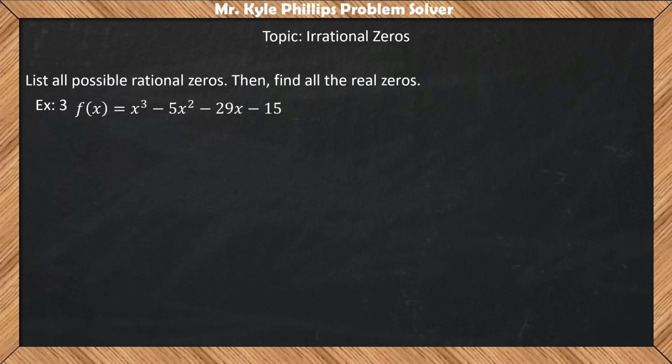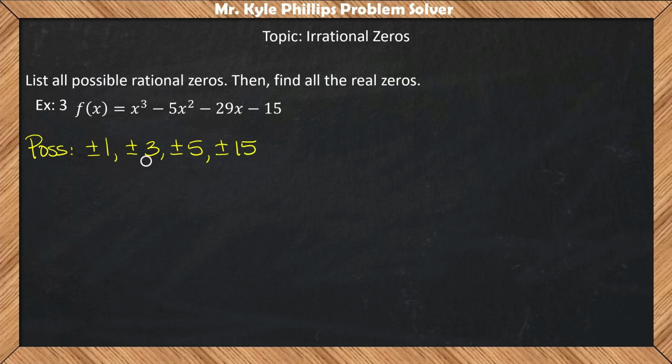Hey everybody, so this is going to be our last example using the rational root theorem with irrational zeros. They want us to list all the rational zeros and then find all the solutions. Remember that we need to take the factors of 15 and divide it by the factors of the leading coefficient. Since this is 1, we don't really have to do that. We can just write out our factors of 15. So for the possible solutions, we can just say plus or minus 1, plus or minus 3, 5, and 15.